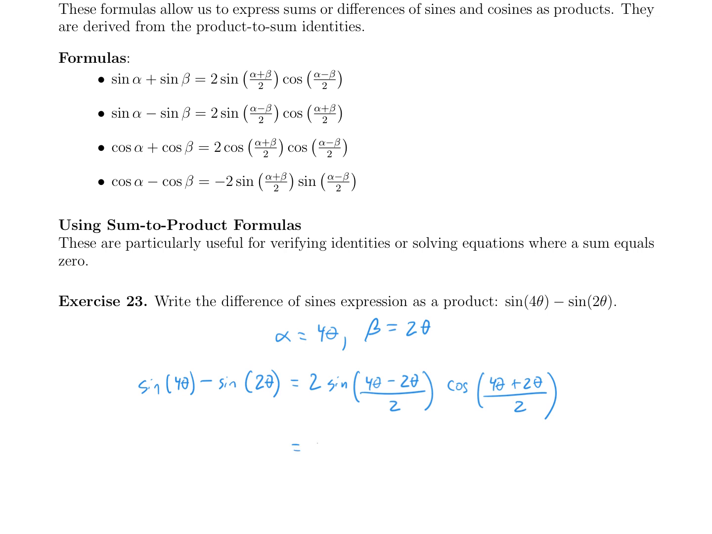And if we simplify this, we'll get 2 sine, 4 theta minus 2 theta is 2 theta, and 2 theta divided by 2 is simply theta. And over here we get 4 theta plus 2 theta is 6 theta, and 6 theta divided by 2 is 3 theta. And that takes care of that problem.